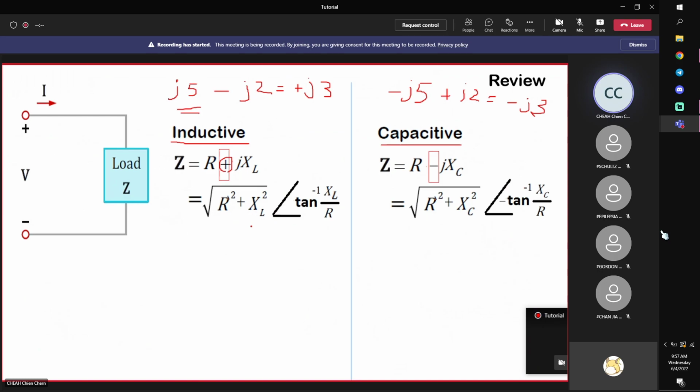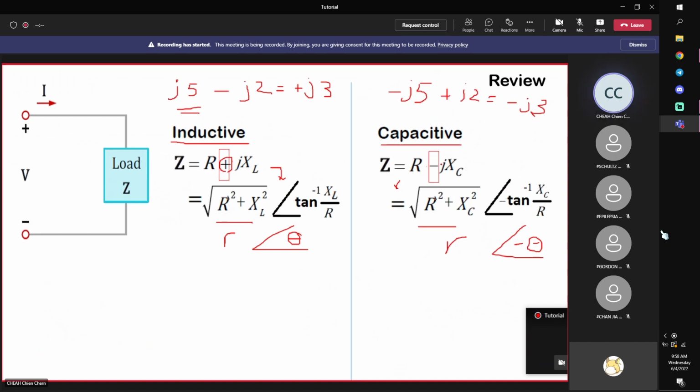Now here, I want to say that if you put it into polar form, the magnitude will be the same, because you square the real part and square the imaginary part, and even if it is negative, the square becomes positive. So the modulus is the same. The difference is the angle. One is positive, one is negative.